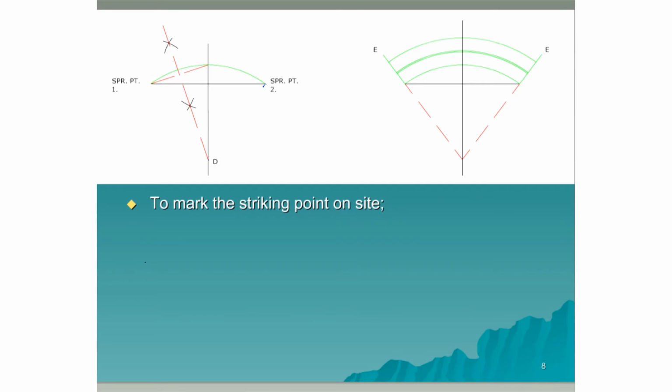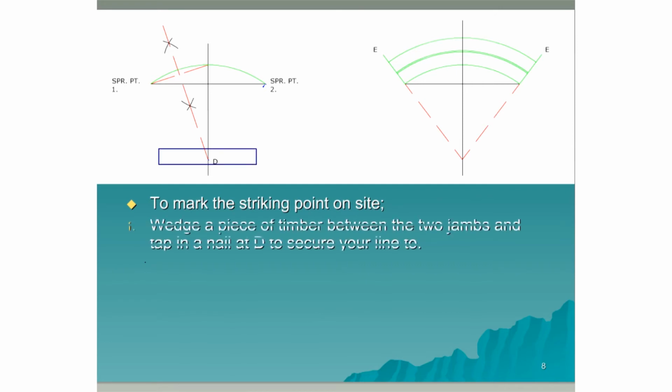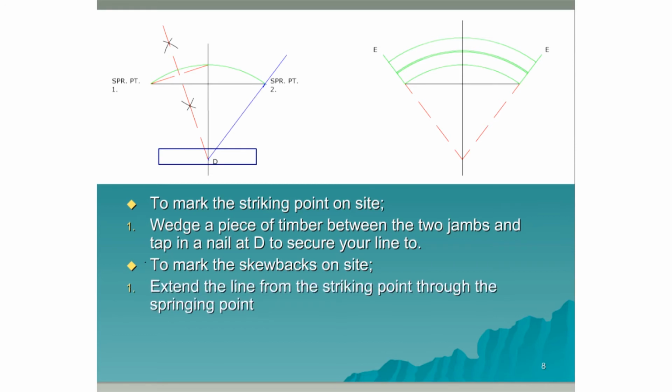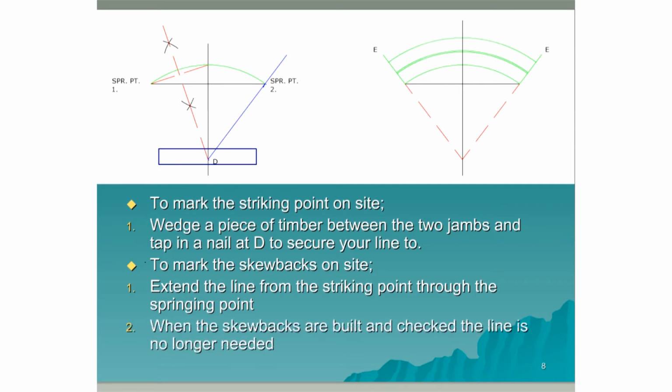To mark the striking point on site, wedge a piece of timber between the two jambs and tap in a nail at point D to secure your line to. To mark the skewbacks on site, extend the line from the striking point through the springing point. When the skewbacks are built and checked, the line is no longer needed.